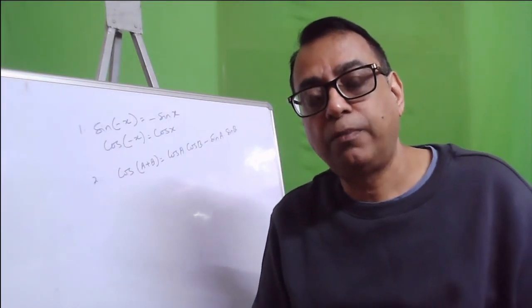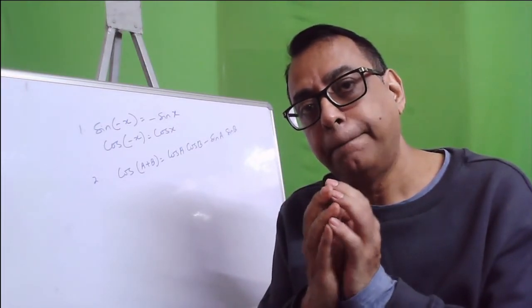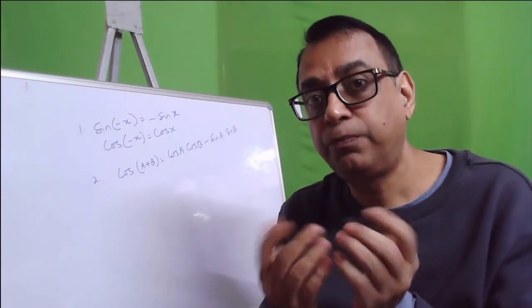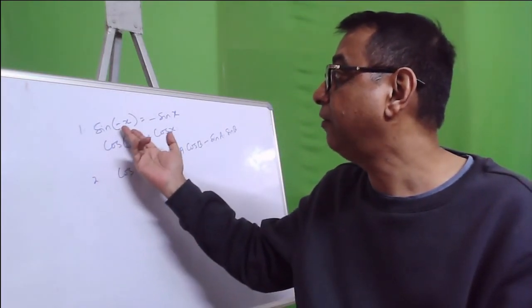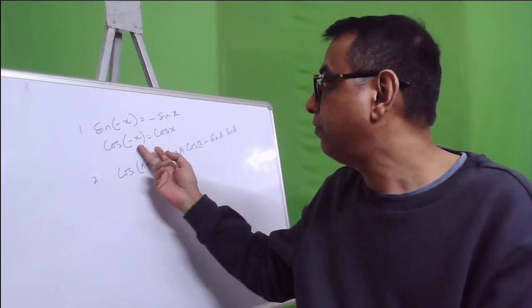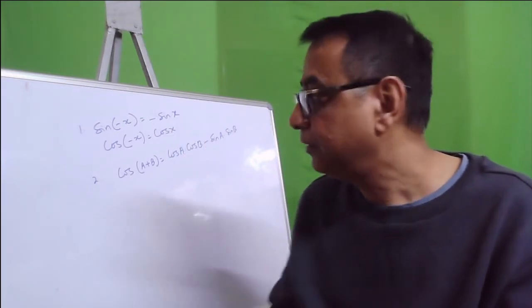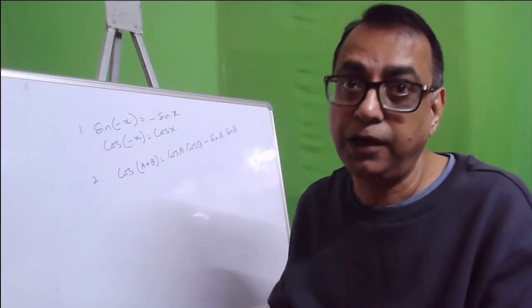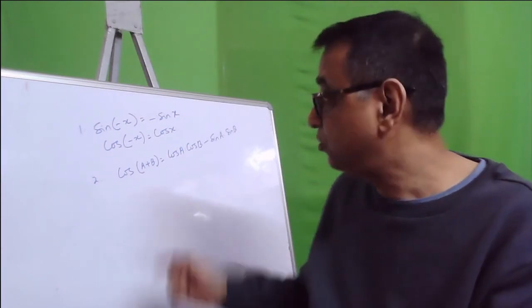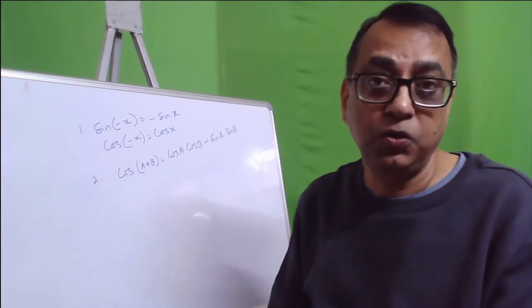So just to summarize, what we have done is, we started with two basic identities which we have proved also. One is that sine of minus x is equal to minus sine x, and the other one is cos of minus x is equal to cos x. And the second one is we have also proved and established this formula that cos of A plus B is equal to cos A into cos B minus sine A into sine B.